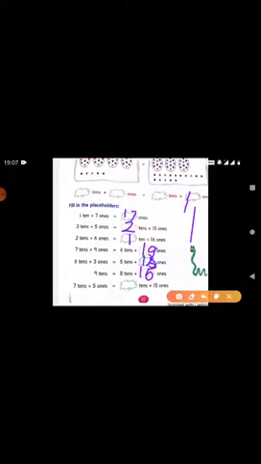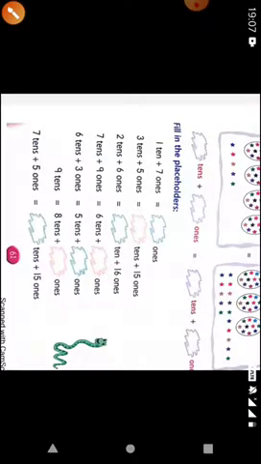Now last one is 7 tens plus 5 ones. We have to regroup, so we take out 1 ten. So when we take out 1 ten, we are left with 6 tens plus 5 ones. And we add this 1 ten with 5 ones. So 1 ten plus 5 ones, 1 ten is same as 10 ones. So 10 ones plus 5 ones is equal to 15 ones. So this is how we regroup numbers.